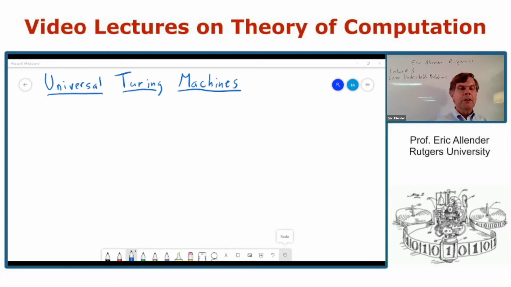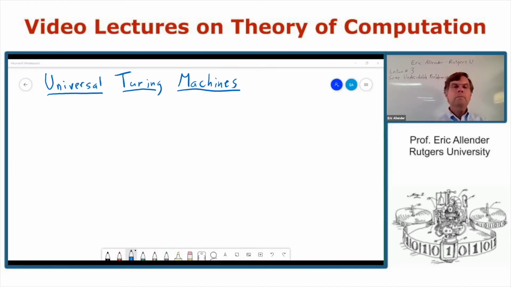Let's give some other examples of undecidable problems. And in order to motivate that, the first thing we're going to do is talk about an important notion called the universal Turing machine. So what goes on with the universal Turing machine? What makes it universal?